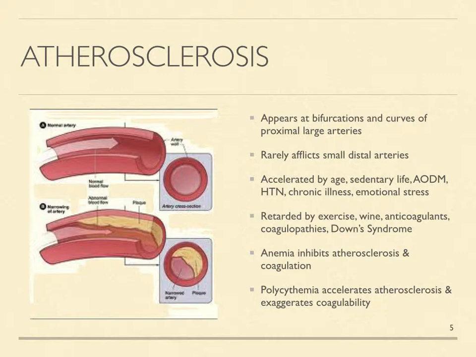Brain-damaged, bedridden patients often survive for years without developing atherosclerosis. Anemia inhibits both atherosclerosis and coagulation, while polycythemia accelerates atherosclerosis and exaggerates blood coagulability. Efforts to explain these confusing observations in terms of lipoprotein effects or pipe flow dynamics have proved futile.